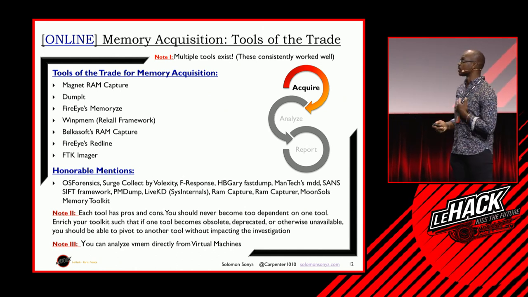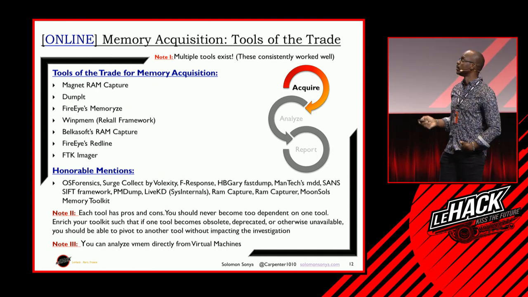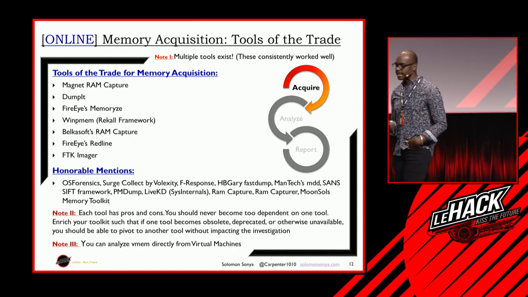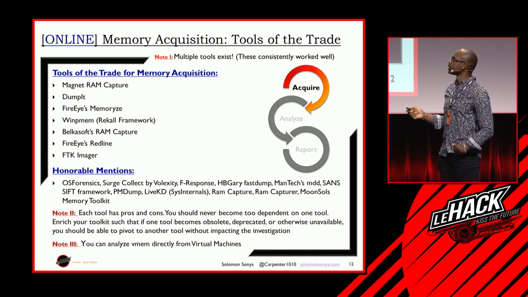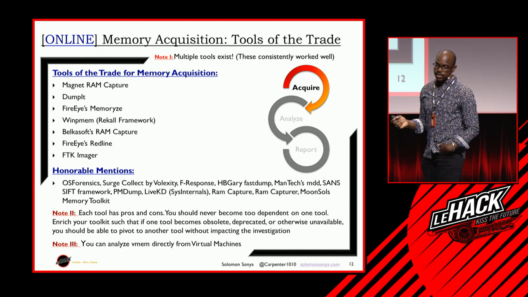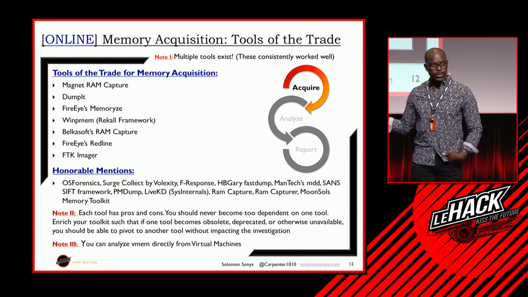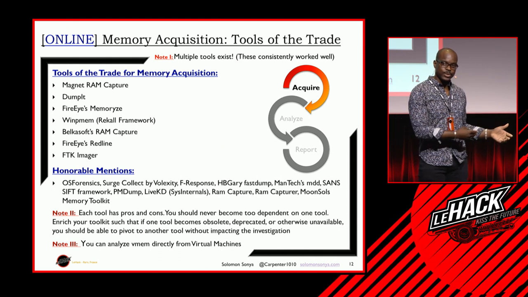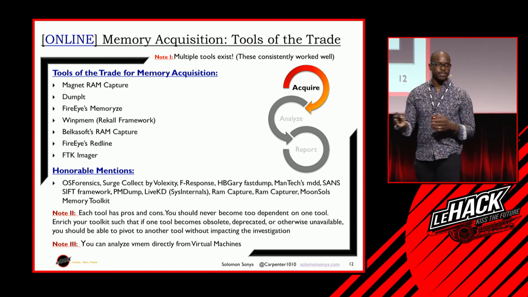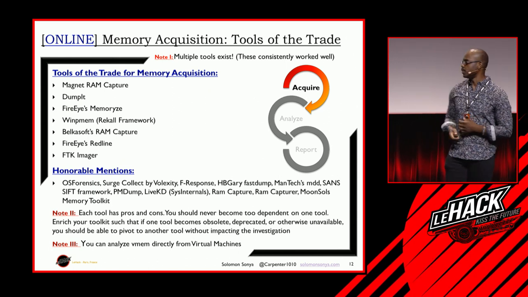I put the tools that work best for me, to include Magnet RAM Capture. These are free tools as well. Magnet RAM Capture, that one works. It has worked perfectly. It's only failed just a few times. Next, DumpIt, FireEye's Memoryze, WinPmem, et cetera. If you are interested in this and you haven't done it before, you can Google these, download them, and search on YouTube how to make this work and how to execute it. You'll see all of the tutorials that other people have done before, so now you can grab an image of memory and begin your analysis.